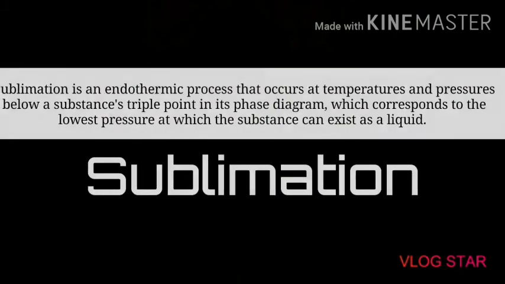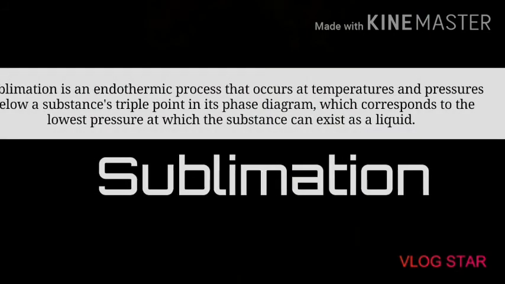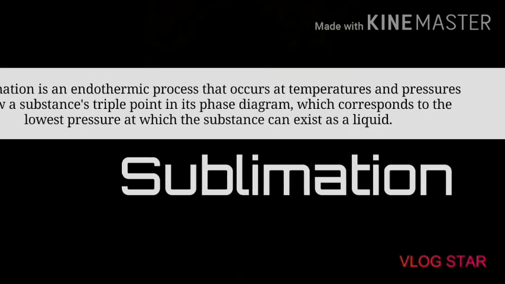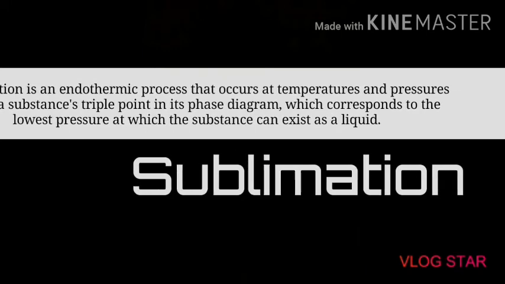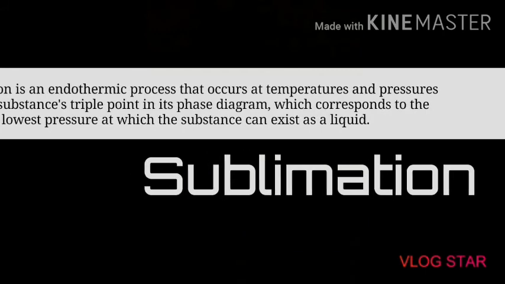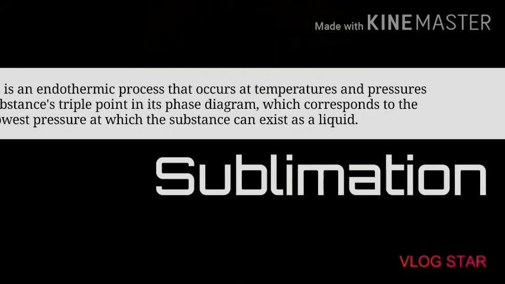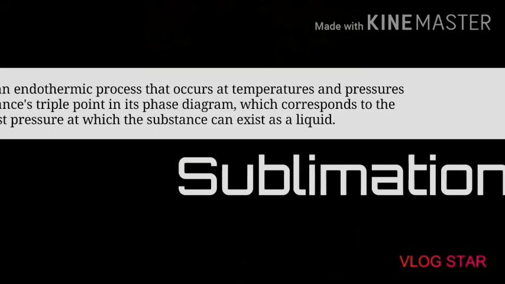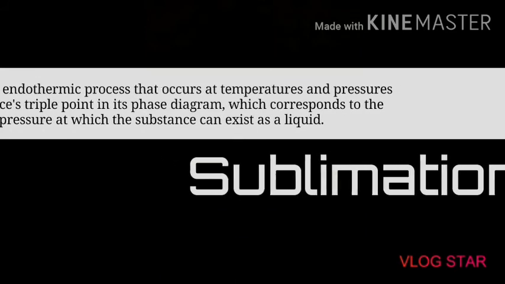Sublimation. It is a process in which a solid directly changes to the gaseous state on heating and the gaseous state directly changes into the solid state on cooling without changing into the liquid state. The gaseous form of the solid is called sublime and the solid obtained from the gaseous state on cooling is called sublimate.